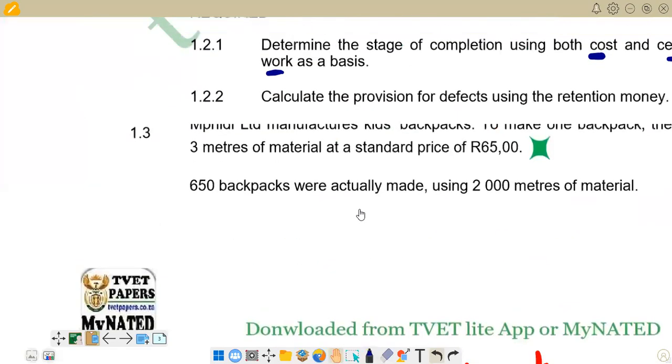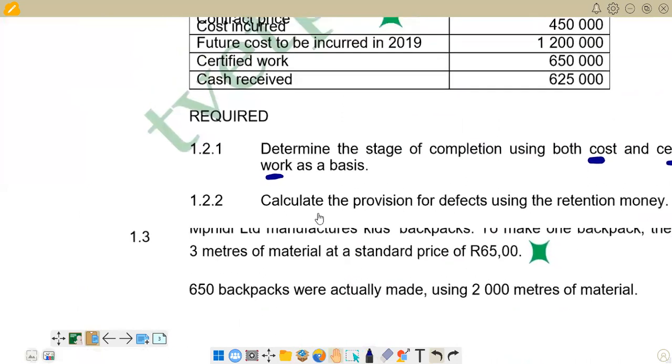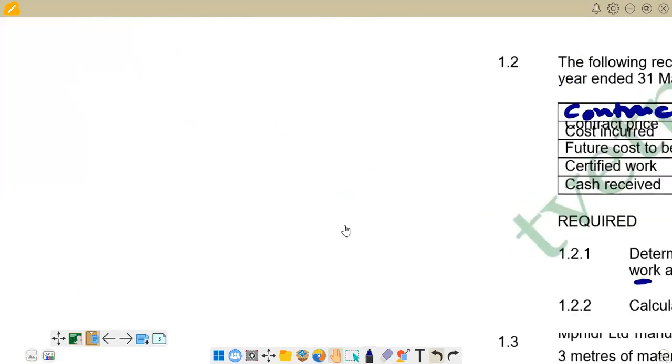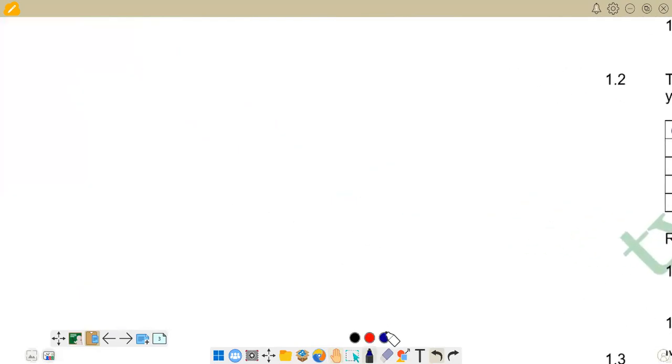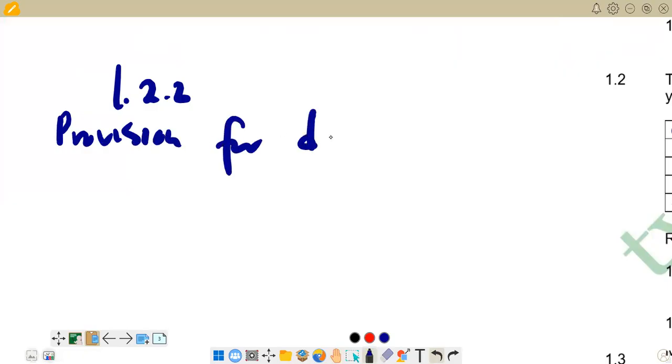So we go to the next question, which is going to be our last question. Calculate the provision for defects using retention money. This is 1.2.2. So we are calculating provision for defects. It is equal to certified work.